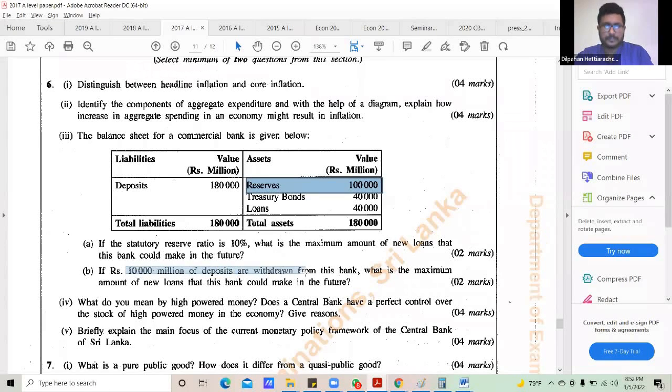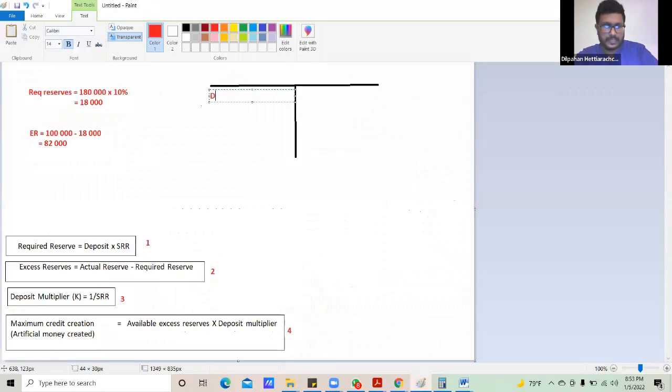after this withdrawal. So somebody will say Chin Chun Chang came to Sampath Bank and withdrew 10,000. So what will be the balance sheet after that? This available balance sheet we have to adjust accordingly. So how can we adjust it? I'm not going to put all the information. Deposits, reserves, treasury bonds, and loans. These are the main components. This is bank A.